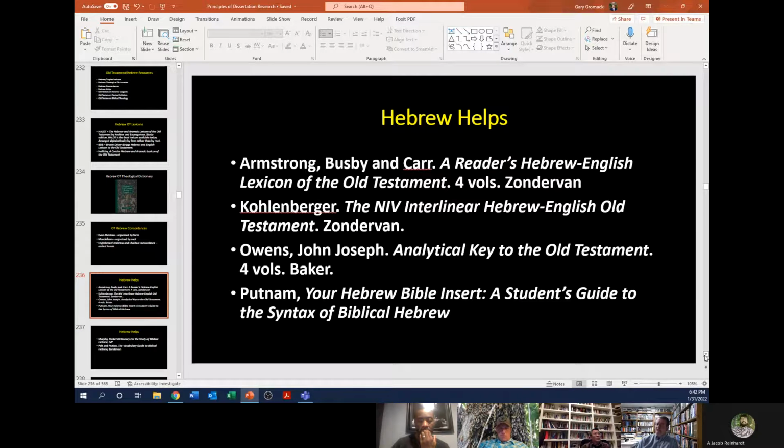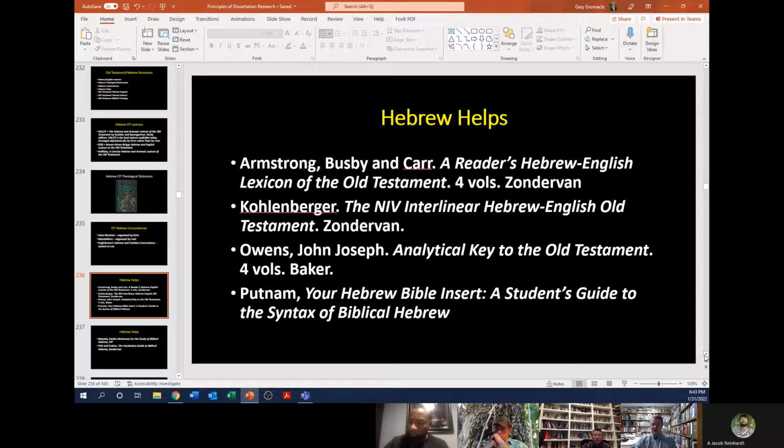And then if you get into some other Hebrew helps, let me mention, how many of you have heard of Owens Analytical Key to the Old Testament? Anybody have that book? Yeah, I think I do have that one. Okay, so Owens, did I put my hands on it here? Oh, here it is. So this is a 4-volume set. It goes through every word in the Hebrew Bible.